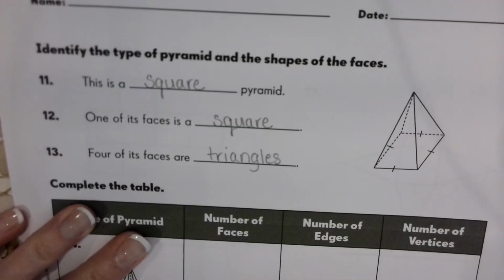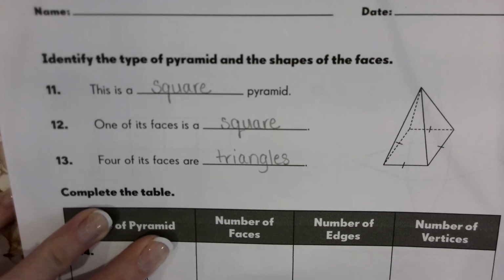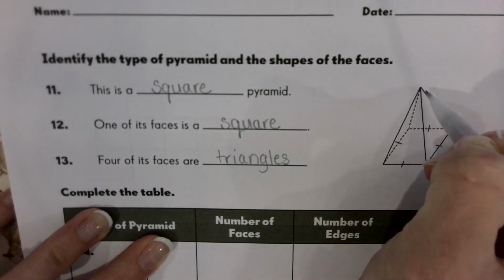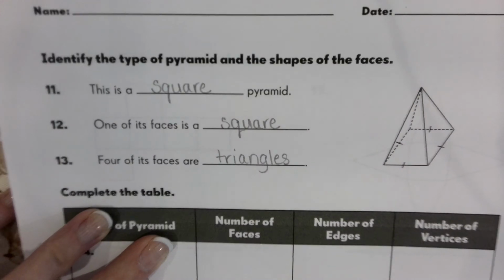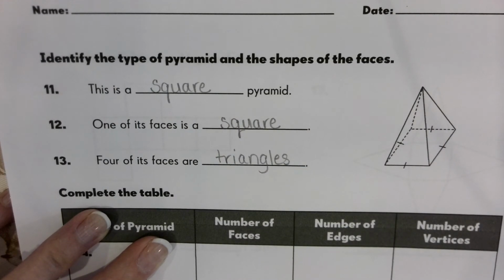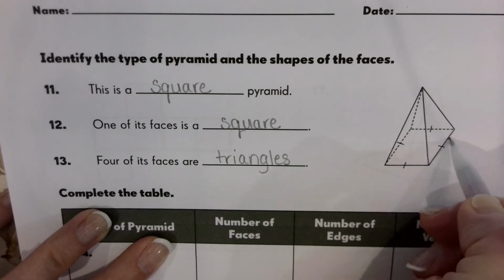Okay, so this one is again a pyramid. We know immediately that it's a pyramid because all the sides come together to form this one point at the top. Think of those Egyptian pyramids. So one of its faces is a square. The base of it is a square.